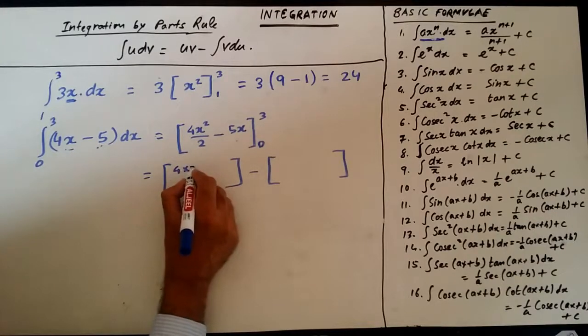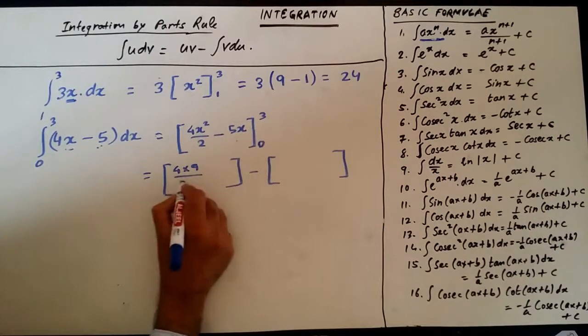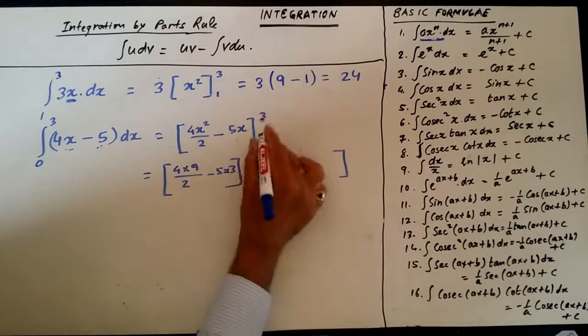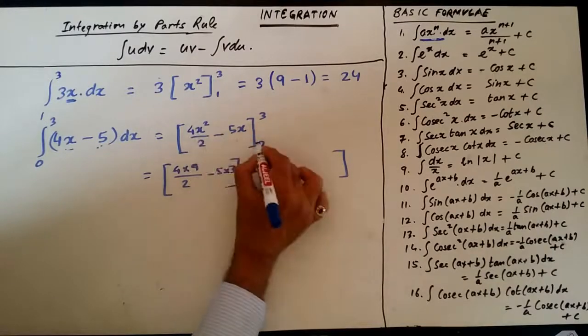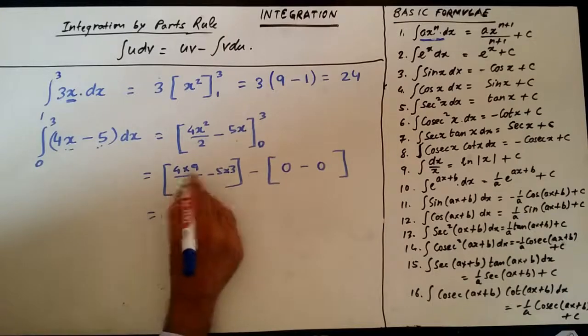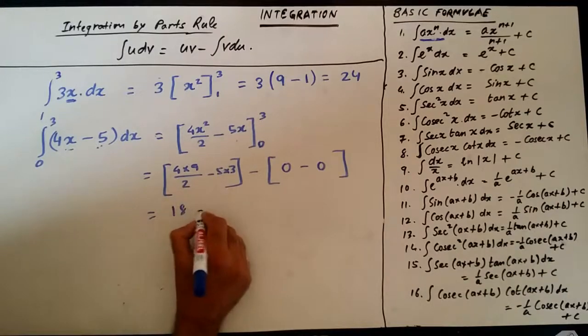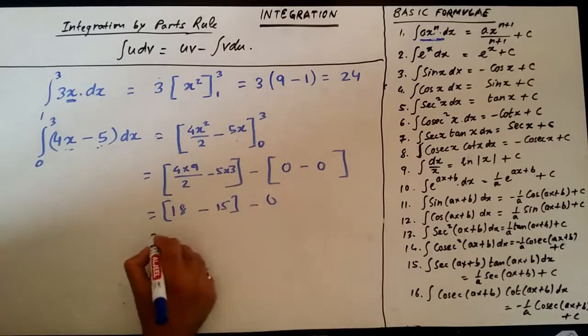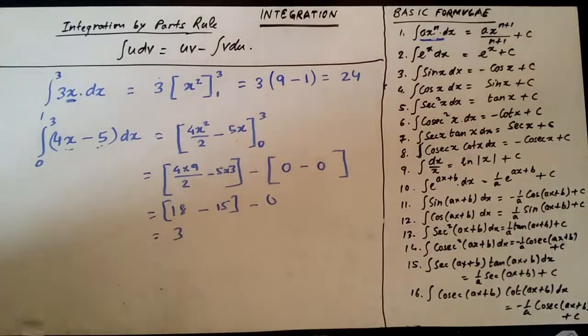36, so 4 into 3 cubed is 9 upon 2 minus 5 into 3. Now since x, this will be substituted with the lower limit. So this is 0 minus 0. Okay. So this is 36 divided by 2 is 18 minus 15 in this box bracket. And this is 0 in the second one. 18 minus 15 is 3.